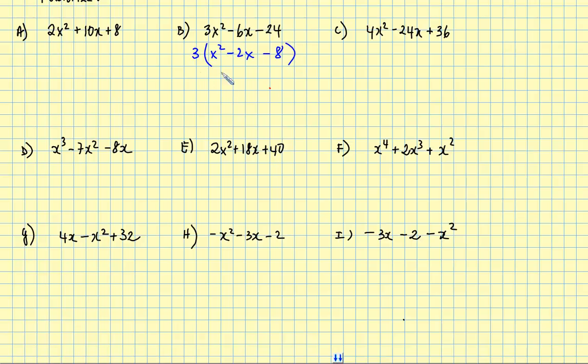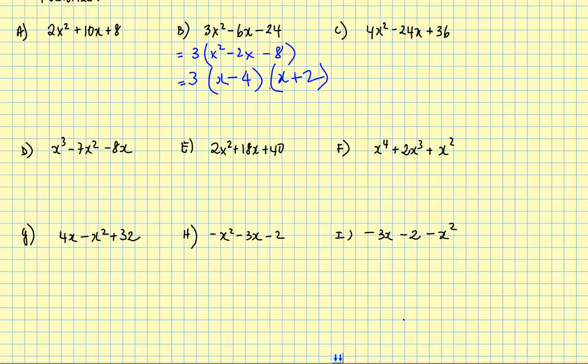So I'm looking now for two numbers that multiplied together give me negative 8, but added give me negative 2. So it's going to be x, there's going to be a negative, and there's going to be a positive. And negative 4 times 2 gives me negative 8. Negative 4 plus 2 gives me negative 2. Therefore, my answer is 3 times x minus 4 times x minus 2.